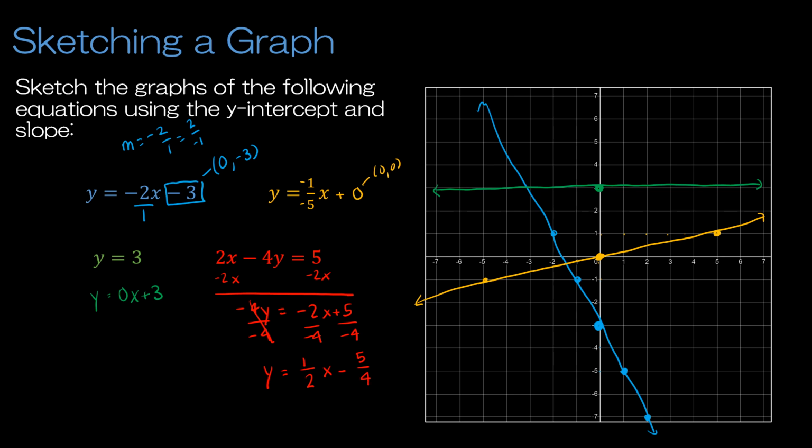So you might be saying, how am I going to graph that? Well, negative 5/4 is negative 1 1/4. So I'm going to go to negative 1 and go about 1/4 more than that. And then I'm going to use a slope of up 1 over 2. And up 1 over 2. And connect the dots.